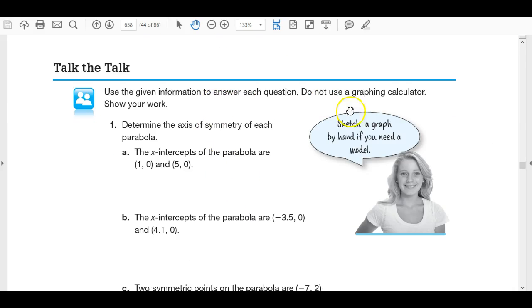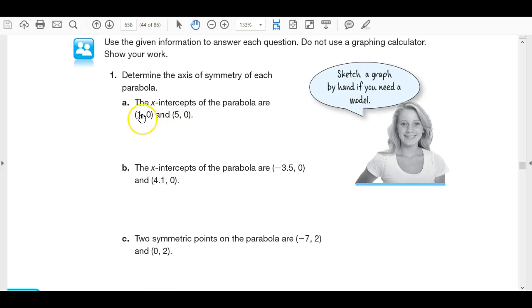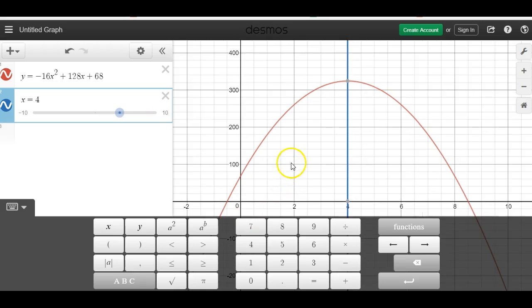So use the given information to answer each question. Do not use a graphing calculator. So how am I going to find the axis of symmetry for this parabola? If the x-intercepts are at 1 and 5, I've got to find the line that is right in between 1 and 5. Right in between 1 and 5.